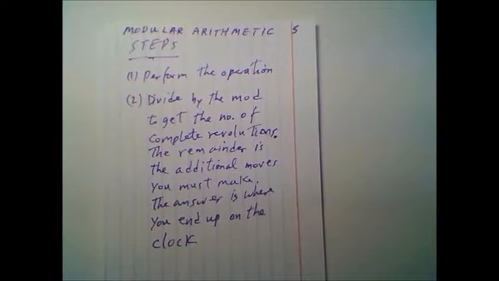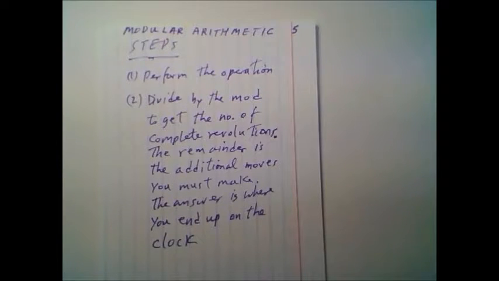And then the remainder will tell you the additional moves that you have to make after you go around the total number of revolutions. And the answer to the problem in modular arithmetic is where you end up on the clock. So you have to look at where you are on the clock. If you're in mod 7 and you end up on 3, the answer would be 3. If you're in mod 7 and you end up on 6, the answer would be 6. So wherever you end up when you're doing modular arithmetic, that would be the answer to the problem.